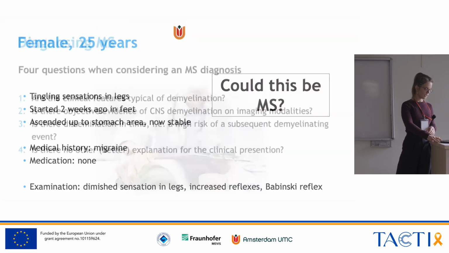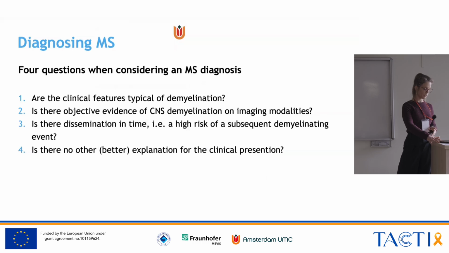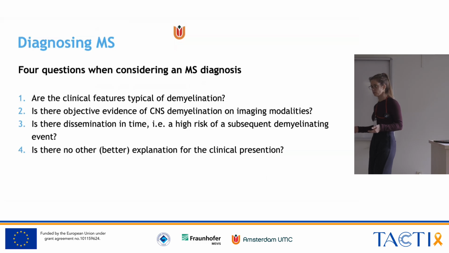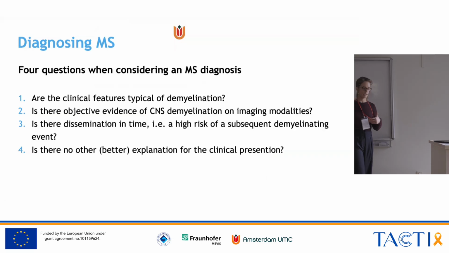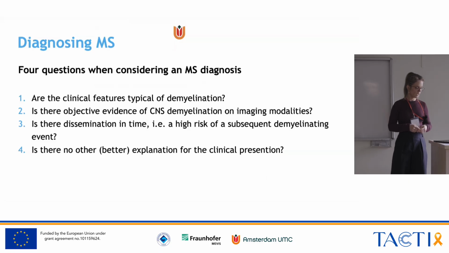And I think in these types of patients, there are 4 questions that you have to ask yourself when you consider an MS diagnosis. So the most important one is the question if the clinical symptoms, the clinical features are typical of demyelination. For example, if you have an 80-year-old person with acute loss of strength on one side of the body, it's not typical of demyelination, it's typical of a stroke. So every patient has some sort of typical features.